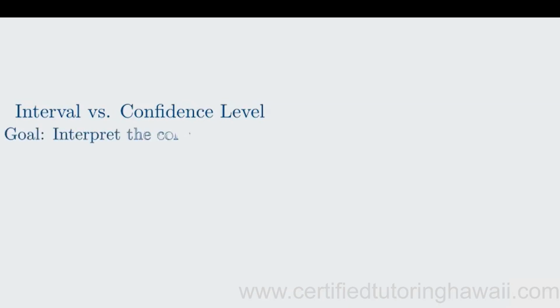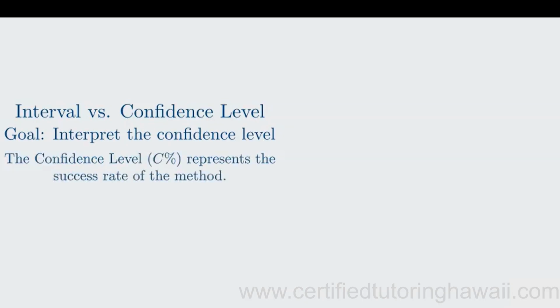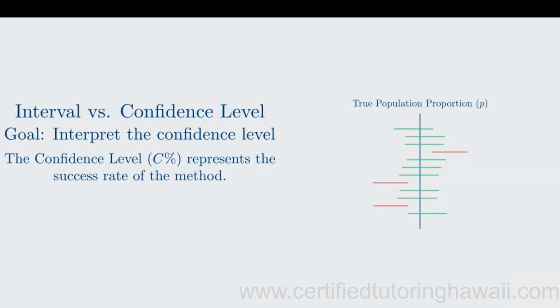Our goal here is to explain what 95% confidence actually means in the long run. The confidence level is not about one specific interval. It's about the process. Imagine we took hundreds of random samples of the same size from the same population. For every sample, we calculate a new 95% confidence interval. Because each sample is slightly different due to sampling variability, the intervals will be in slightly different places. Some of those intervals will miss the true population proportion entirely.